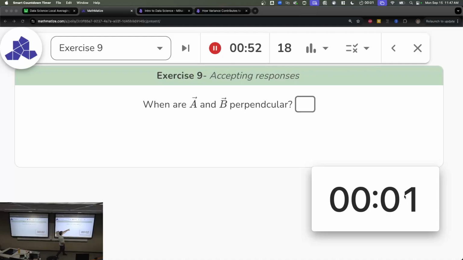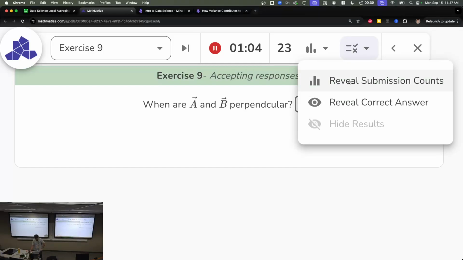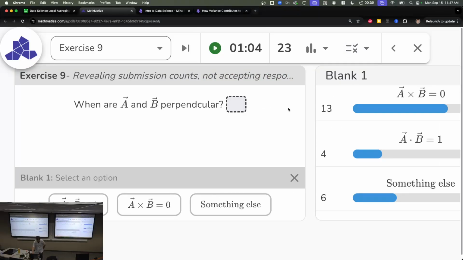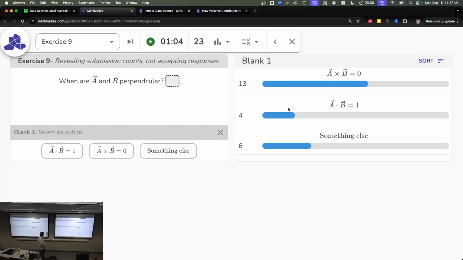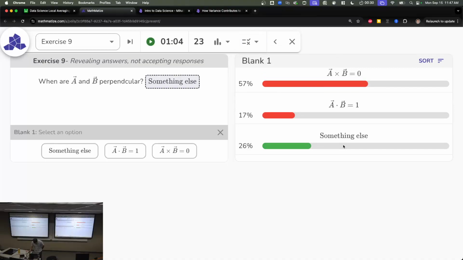Time is almost up. I think we had 21 people on the first question, so hopefully we'll get 21 people this time. And let's see how these things are going. Okay, let's reveal what people said. 13 people said A cross B equals 0. 4 people said A dot B equals 1. 6 people said something else. The correct answer is, it is something else.